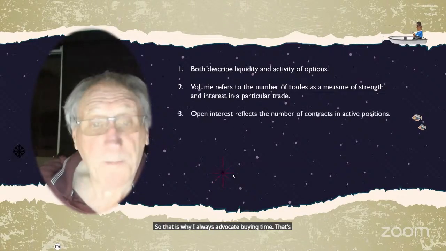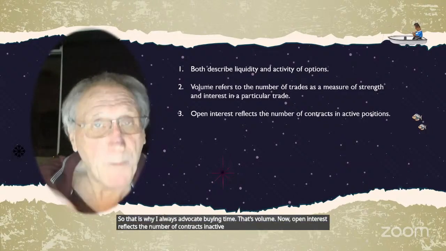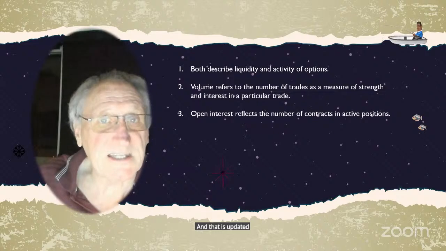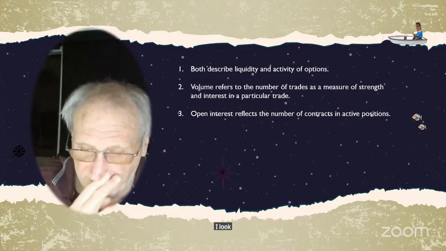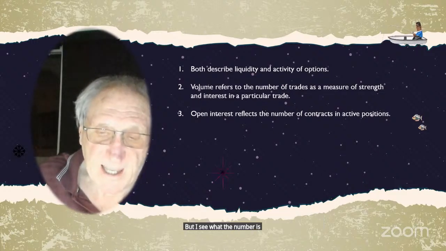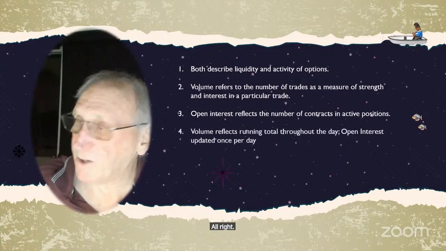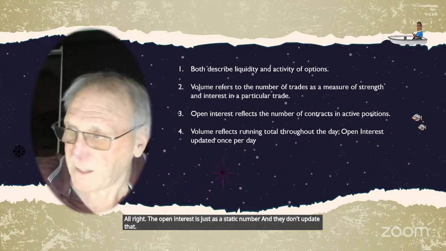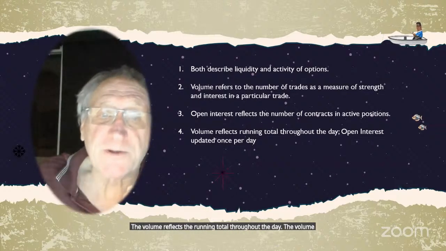That's volume. Now, open interest reflects the number of contracts in active positions. So they're open, waiting for buyers, sellers, waiting for settlement. And that is updated in the morning, so you're going to see that in the morning. That's why I don't have it on my screen. I look at that early in the morning, but I don't actually have it on my trading screen because it's not really relevant. Whatever that number is in pre-market does not change throughout the day. The open interest is just a static number, and they don't update that. The volume reflects the running total throughout the day. The volume changes, open interest does not change.